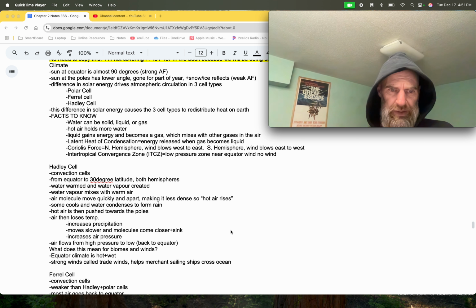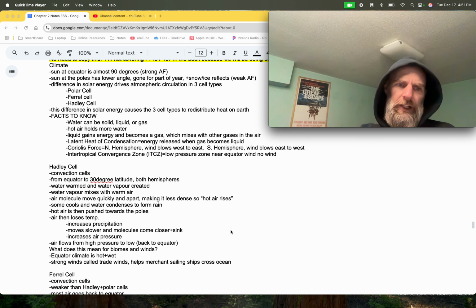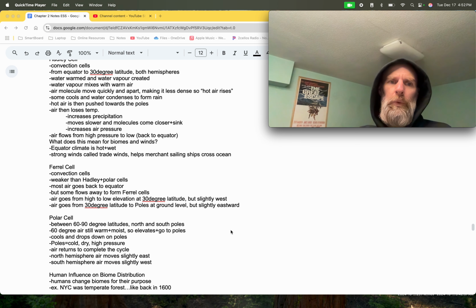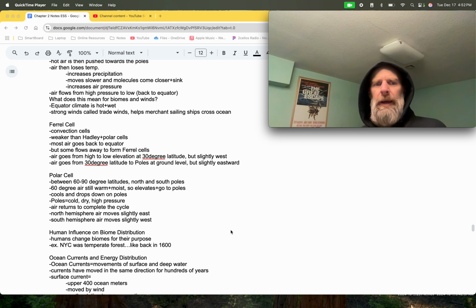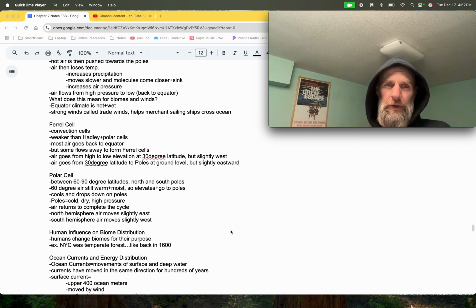Let's see, where were we with this? Air flows, high pressure. What does this mean? Biomes plus wind, equators, strong winds. Okay, Ferrel cells. Convection cells as well. So weaker than Hadley plus the polar cells. It's like right in the middle. It's a weak old sandwich. So most air goes back to the equator. I think you'll find this probably from like 30 to 60 degrees.